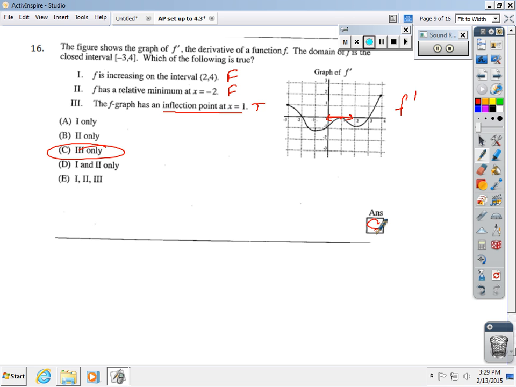Okay, that wraps up the last set, up to 16 of the non-calculator part of AP Set, up to 4.3.